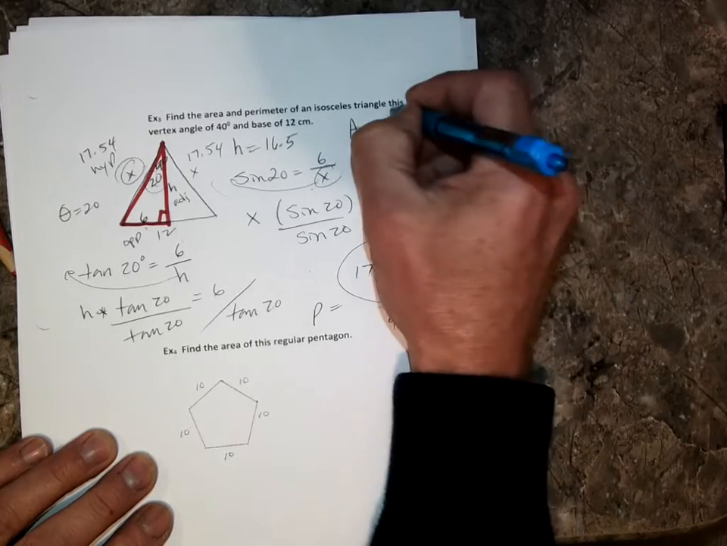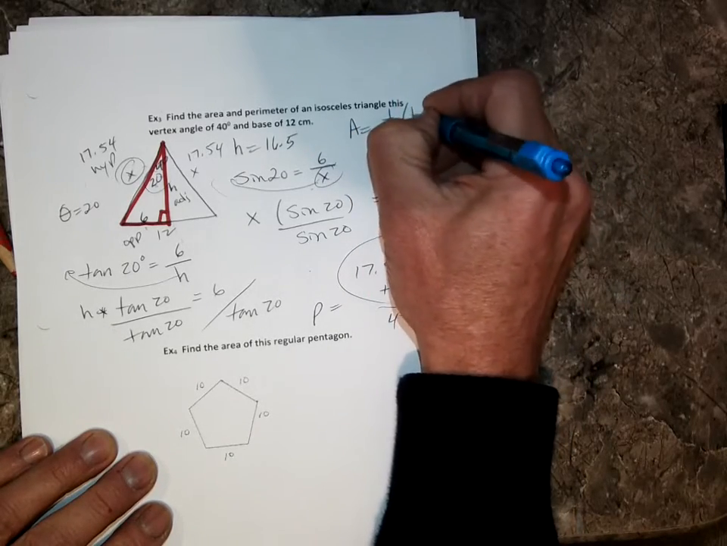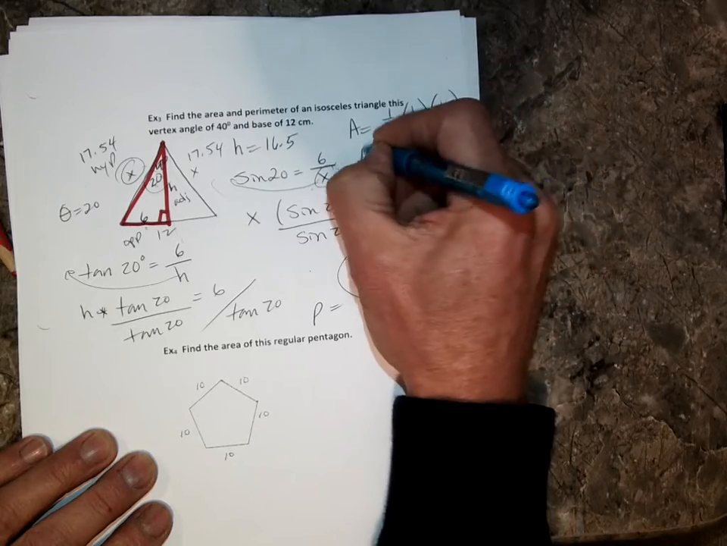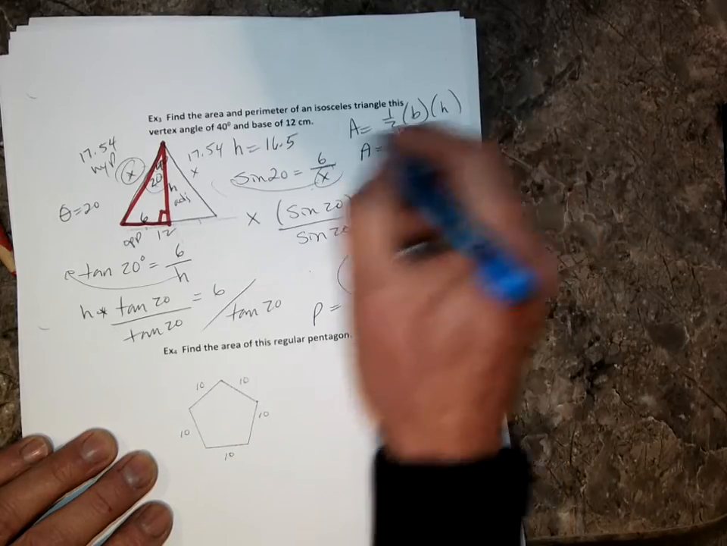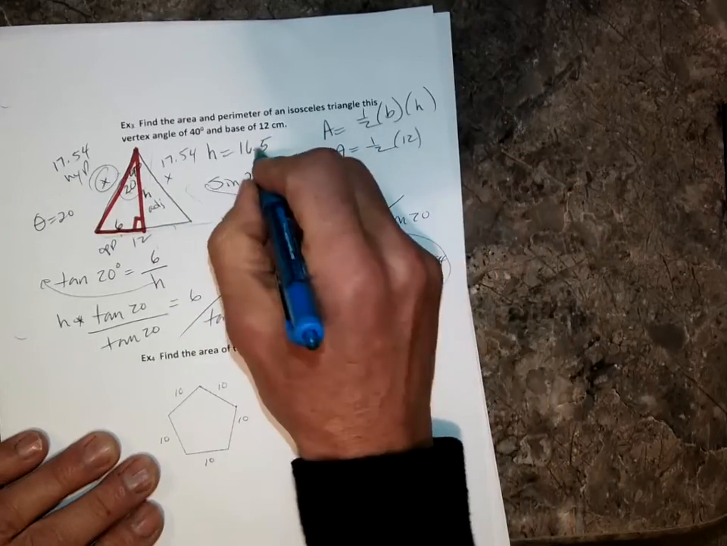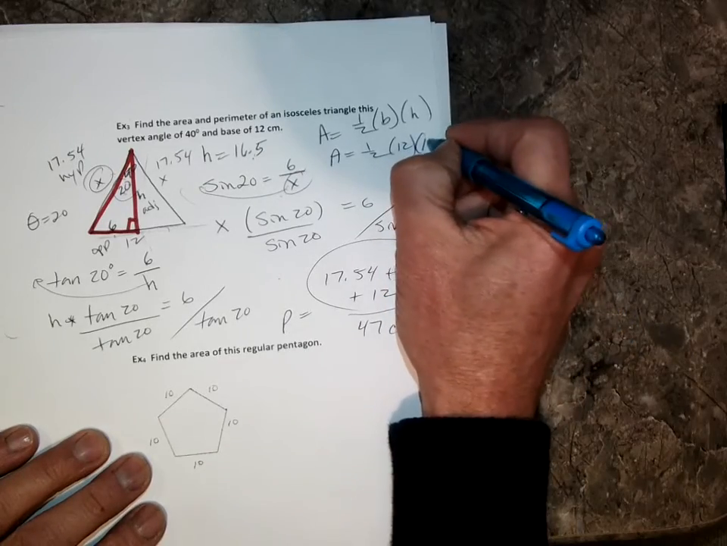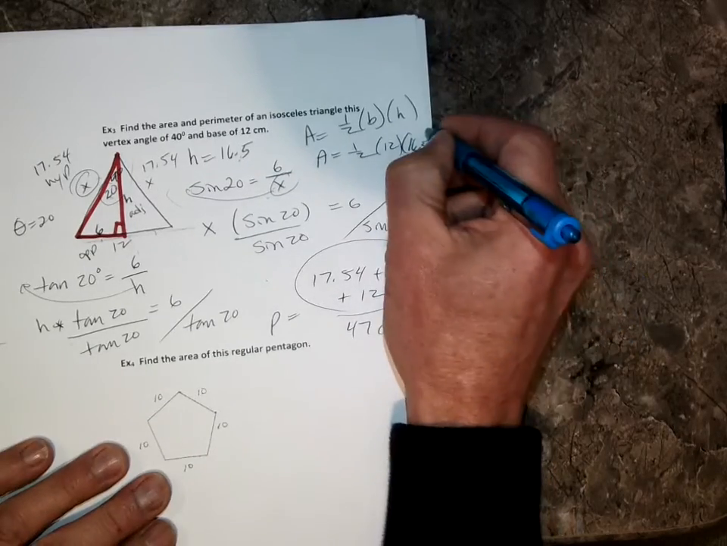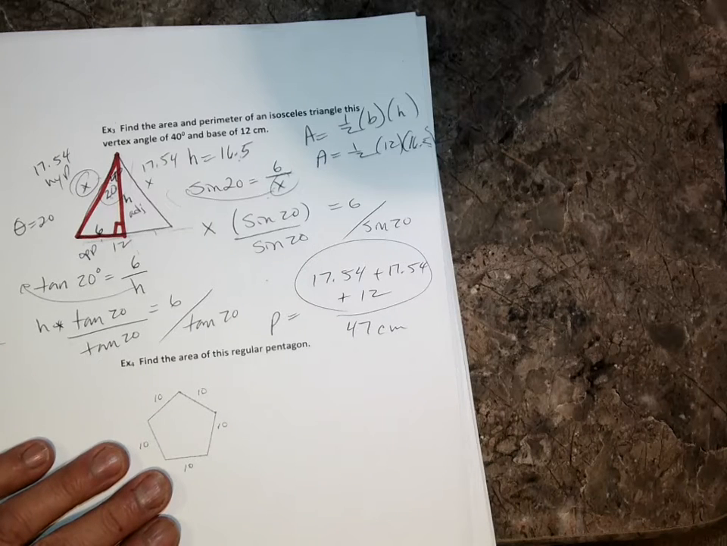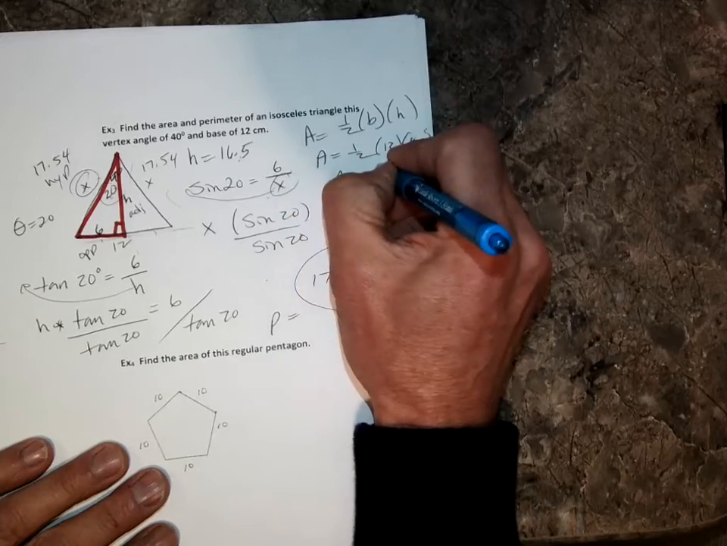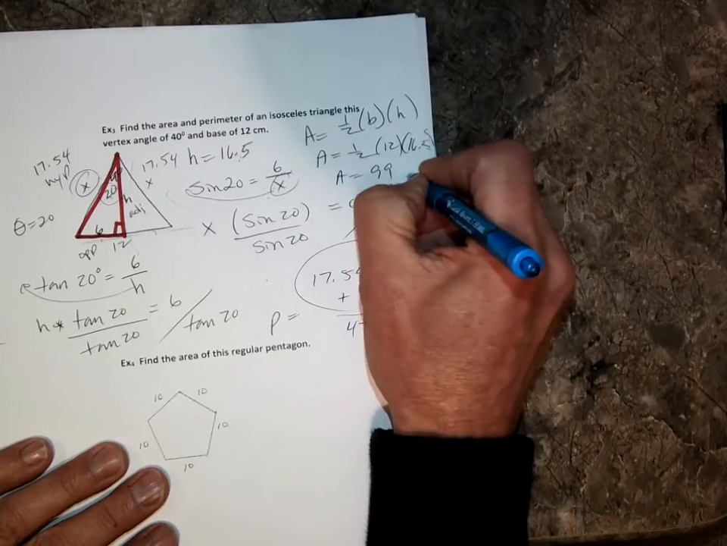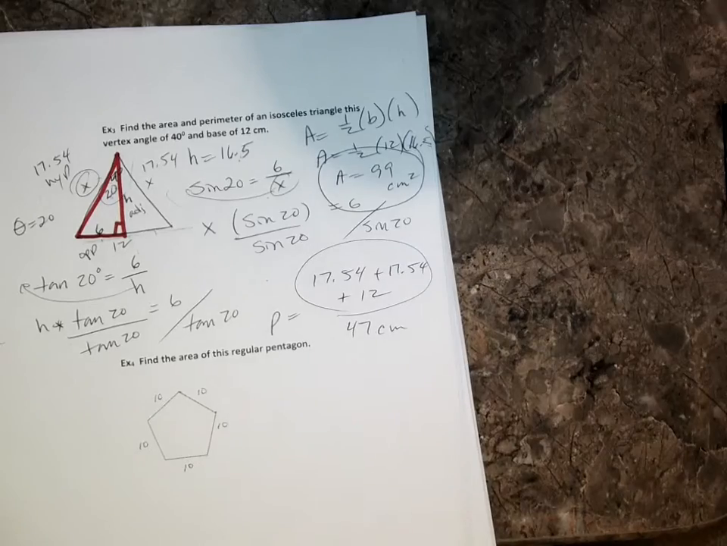Area is easy, because you know area is 1/2 base times height in a triangle. So the base is 12, and the height is 16.5. Okay, so I'm just going to go ahead and do that. I'm going to go 1/2 times 12 times 16.5, and my calculator gives me an answer about 99. And that'd be centimeters squared. Okay, there's my answers. Let me highlight that, okay?